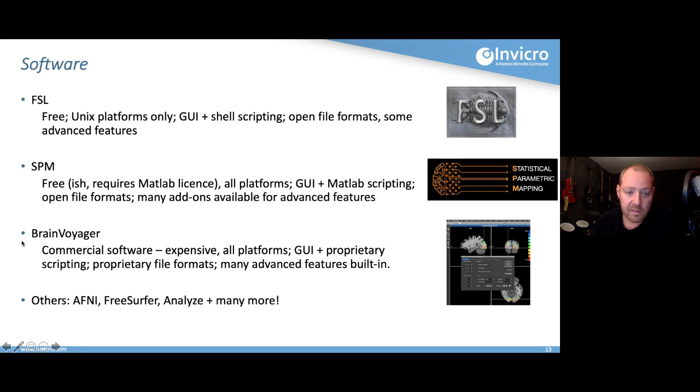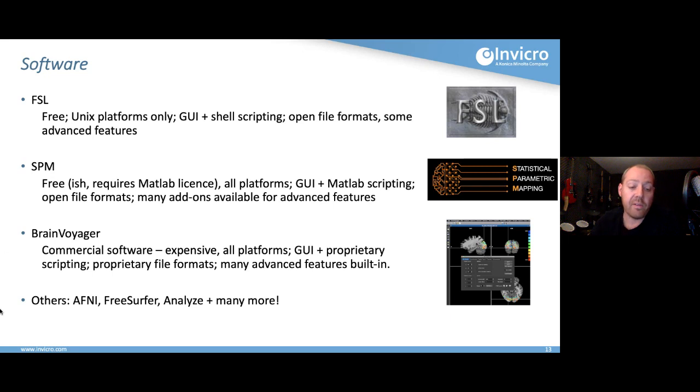The other option is Brain Voyager, which is commercial software. You have to pay to use it. It runs on all platforms though. It's very nice software. I used to use it. I haven't used it for 10 years, but it's very nice.